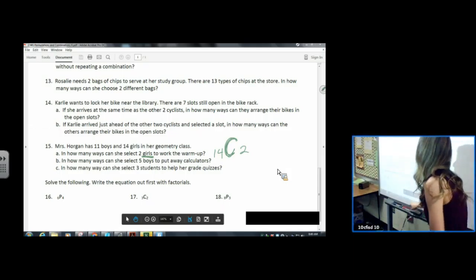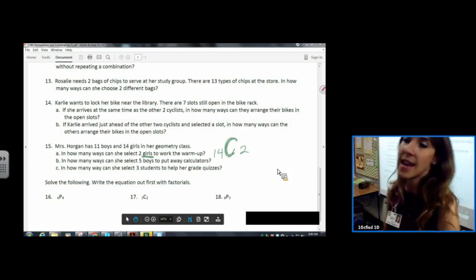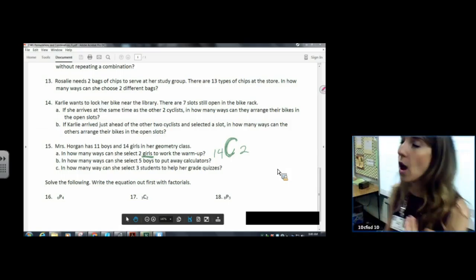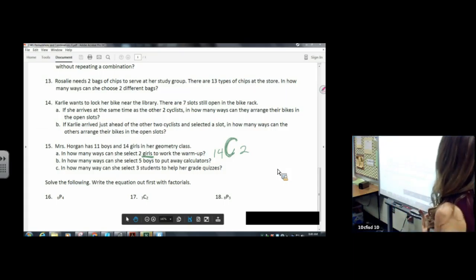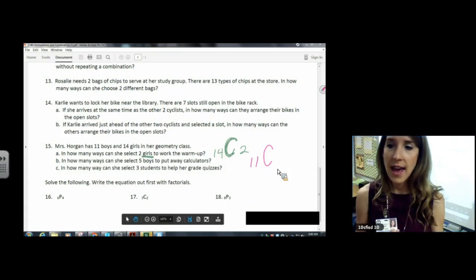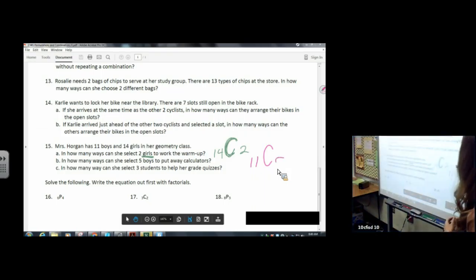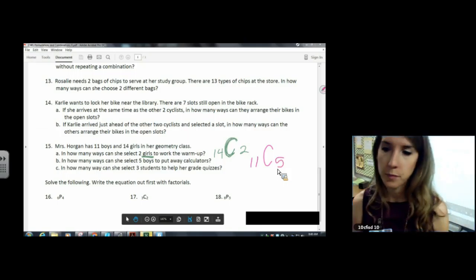Okay, part B. She's going to select 5 boys to put away calculators. It's going to be boys. So we know the only things we can choose from are boys. Once again, they're just putting away calculators. We don't really care about the order that she selects them. So it's a combination. It's not a permutation. 11, choose 5.